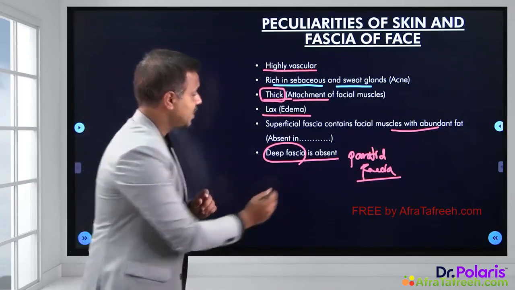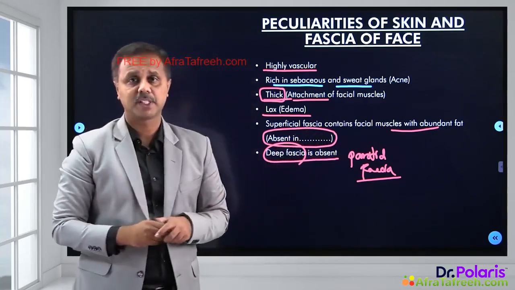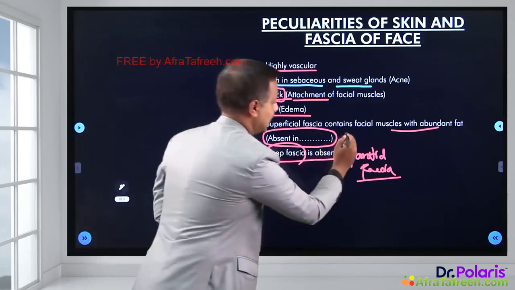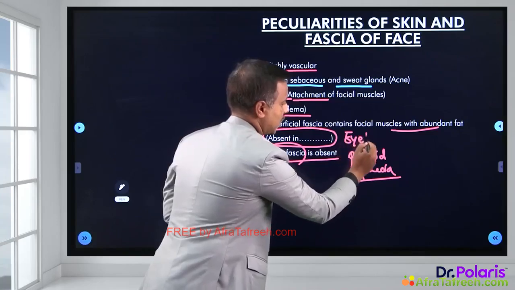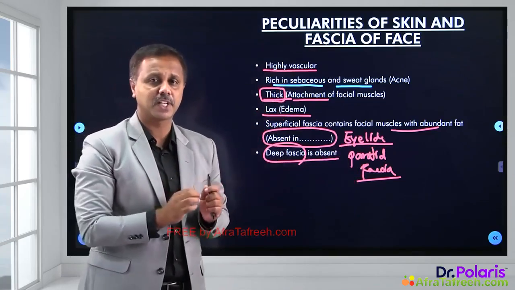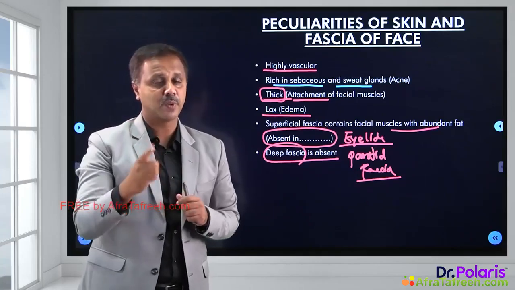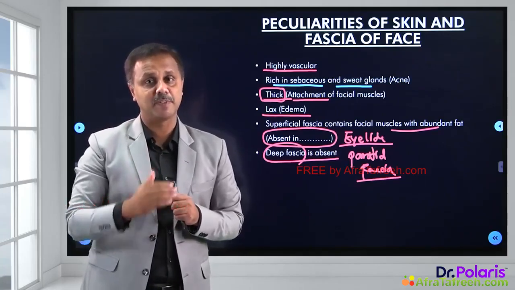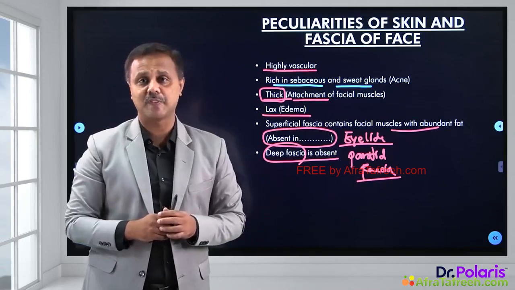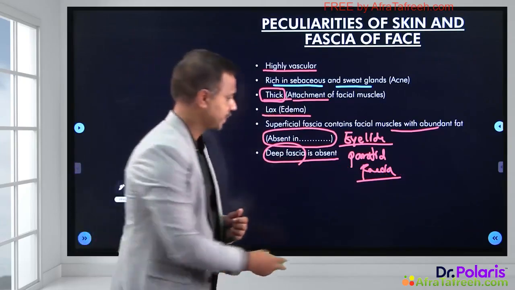Similar to this, there is one area in the face where you don't find fat. Can you tell me which region it is? Yes, this is the eyelid. So, eyelids are a special type of area of skin where you don't get subcutaneous accumulation of fat. There is one more important region, the scrotum, which covers the testes. These are the areas where you don't get subcutaneous fat. This is regarding the peculiarities of skin and fascia of the face.